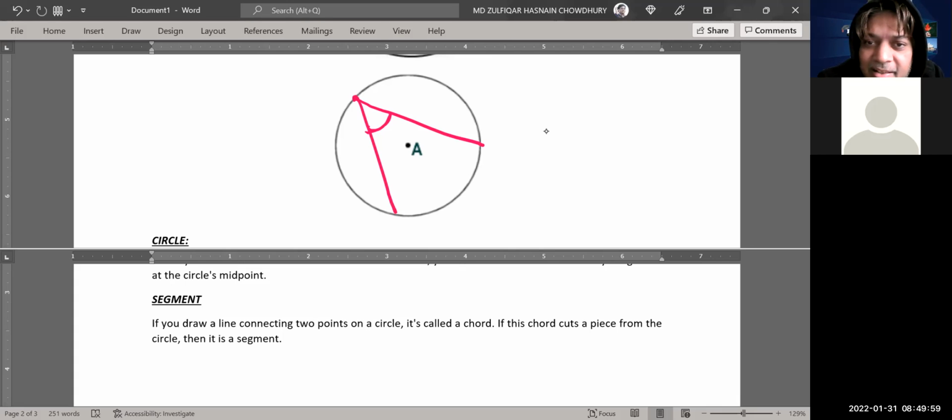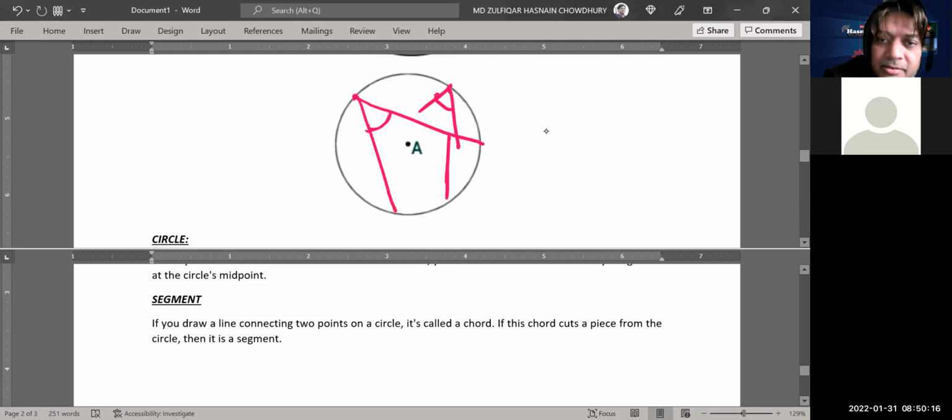If you draw any angle on the circumference, anywhere, we call it an inscribed angle. What angle is it? Inscribed. Yes, inscribed angle.